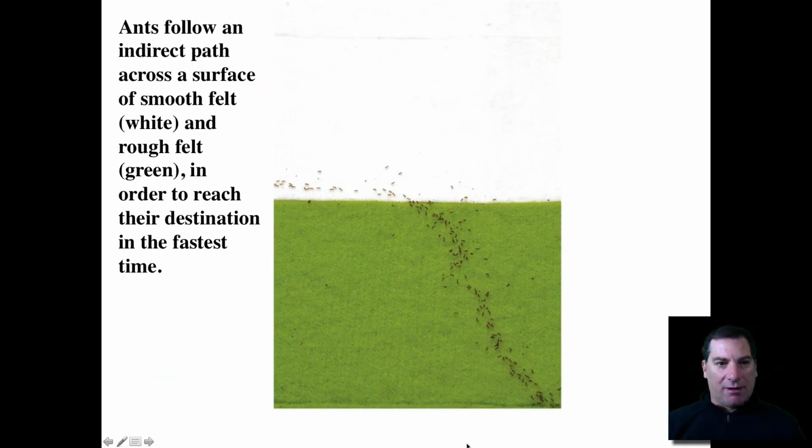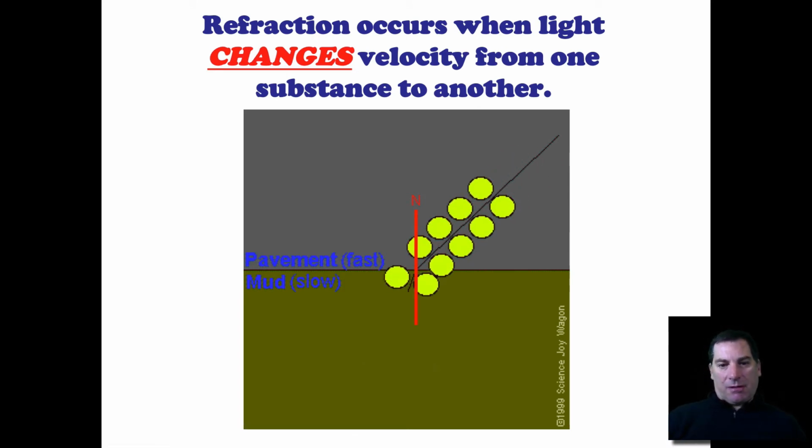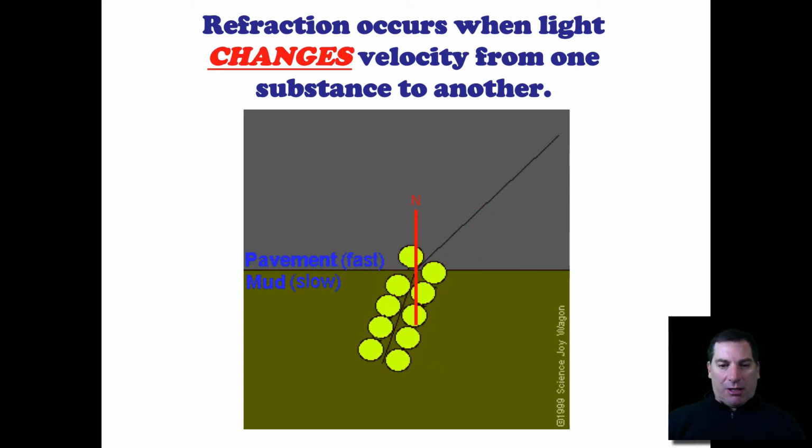So this is a cool one I found where ants will do the same thing. The ants are following this direction across the smooth felt, and then they hit the green rough felt, and they change their angle, their speed changes, and you get refraction towards the normal. So refraction only occurs when it changes from one substance to the other. So the speed changes and therefore it bends.